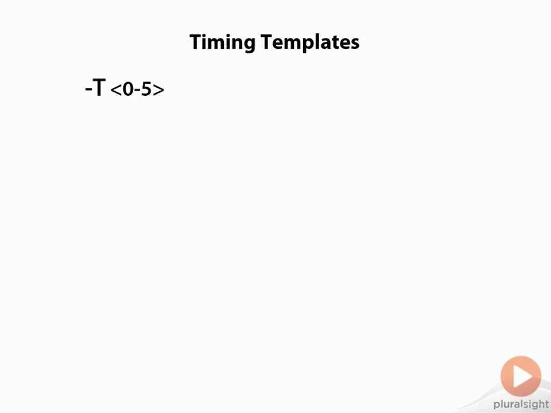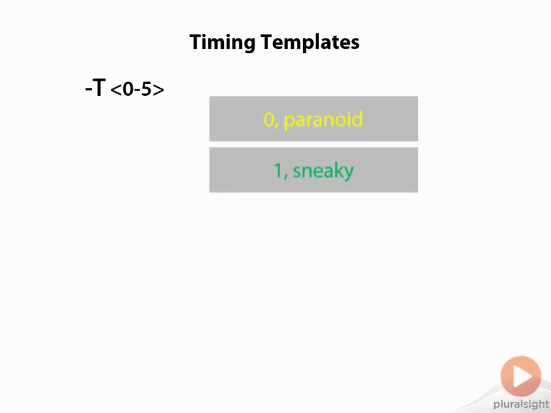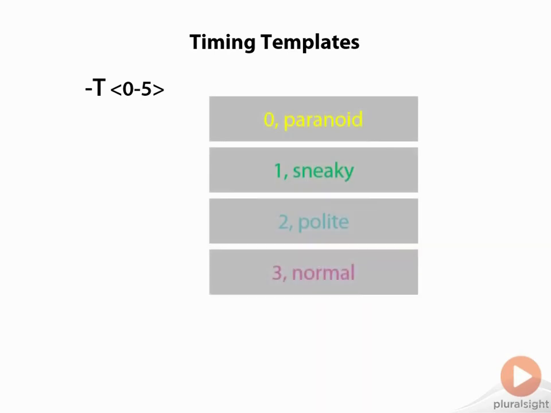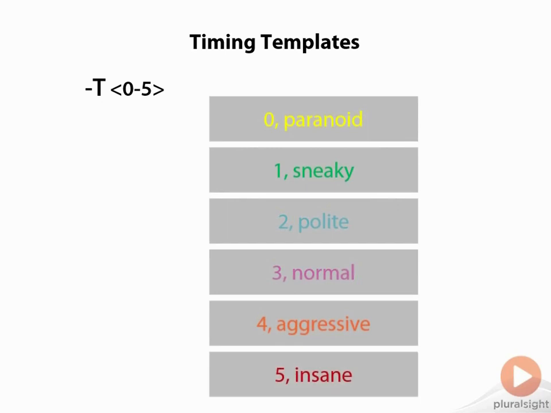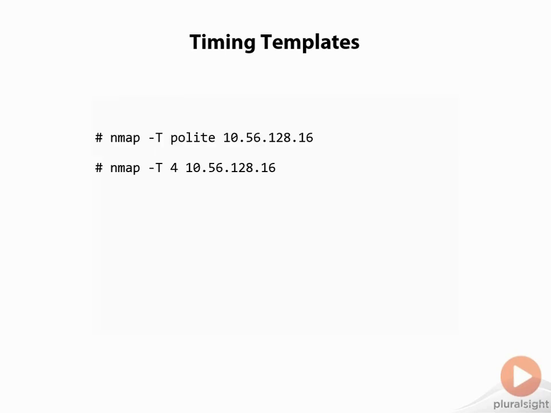Rather than set each of these options individually, Nmap provides 6 performance templates that allow them to be controlled as a group, which is far more convenient. The 6 templates in order from super slow to crazy fast are paranoid, sneaky, polite, normal, aggressive, and insane. Here are 2 examples of using the templates in a command. The argument to the -T option can be specified as either the number or as a word. The word, polite in this case, is case insensitive.